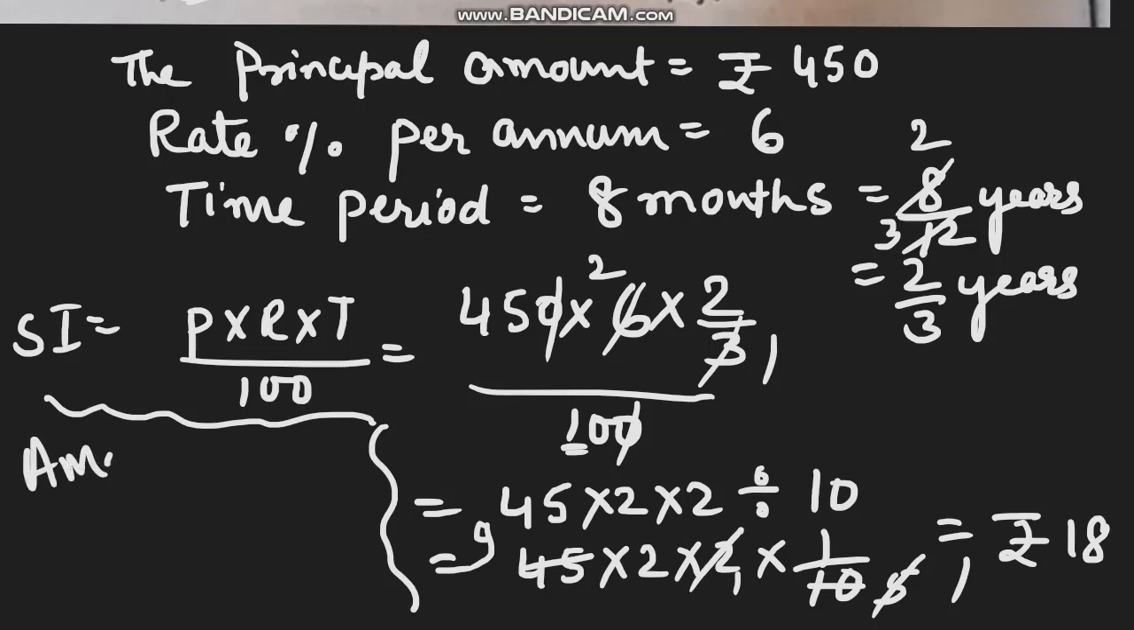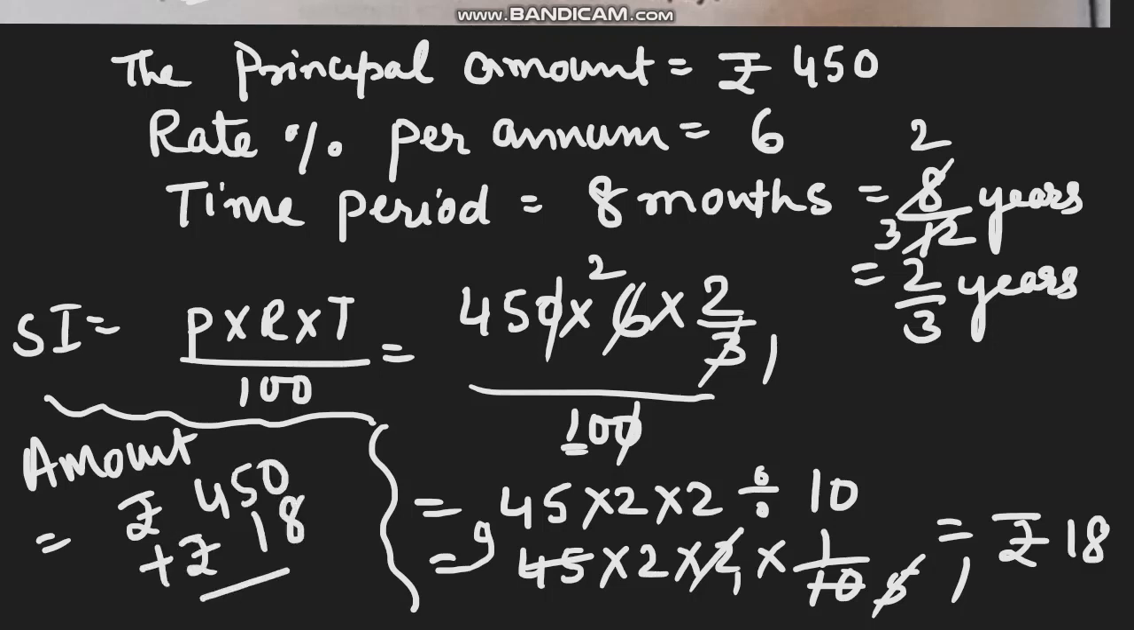Amount will be equal to rupees 450 plus rupees 18. So देखो बच्चों कितना आ रहा है 468. So he has to pay rupees 468. What is the amount here? Rupees 468. Come on children, let us see question number 3.